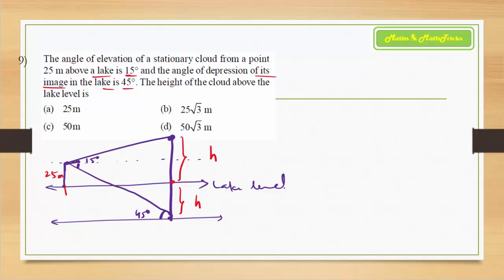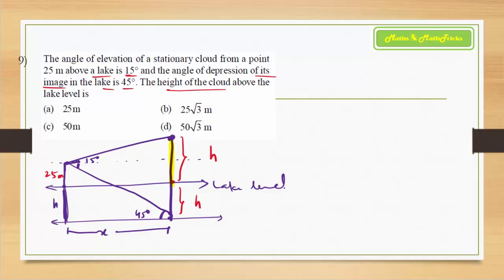So what is unknown here? We have to consider one horizontal length here. This will be the parallel segment to this h part, so I am taking this unknown part to be x. Now what is asked in this question is the height of the cloud above the lake level. This was the lake level point, and from here, the height of the cloud. So this length h is what we are asked.